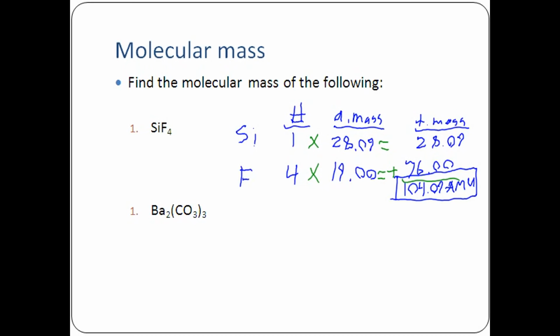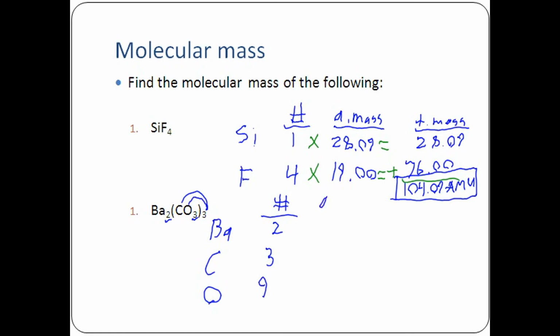On our next one, we're going to set this up the same way. This one, though, has 3 elements in it: barium, carbon, and oxygen. Let's first look at the number of each one. We have 2 bariums. Carbons, we have 1 inside here, but the 3 distributes, so that means we have 3 carbons total. Oxygens, we have 3 inside the parentheses, but the 3 distributes, giving us 9 oxygens.